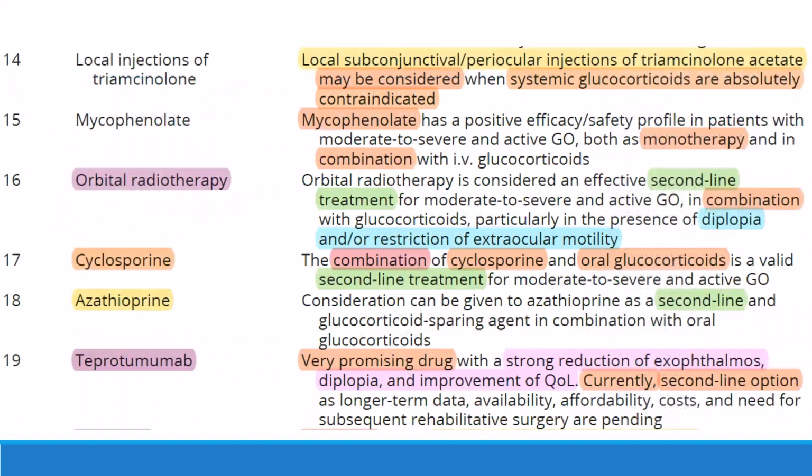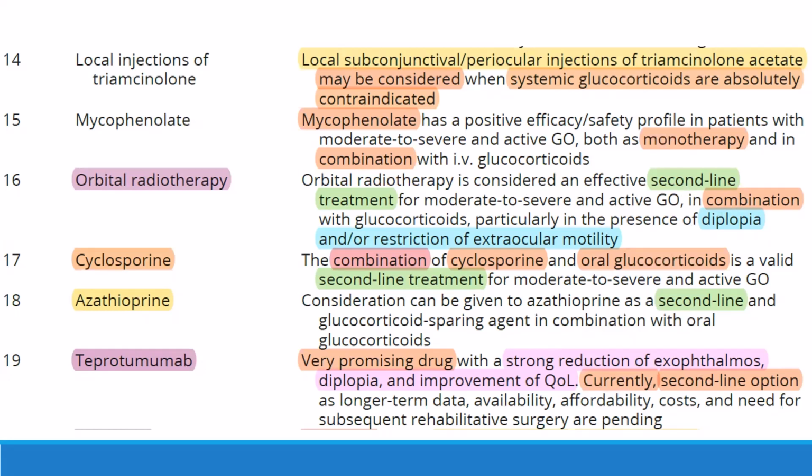If the patient cannot tolerate a high dosage of systemic glucocorticoid, a local subconjunctival or periocular injection of triamcinolone acetate can be considered. Also, some other drugs like mycophenolate, cyclosporine, and azathioprine can be used as a second choice or can be combined with glucocorticoid.